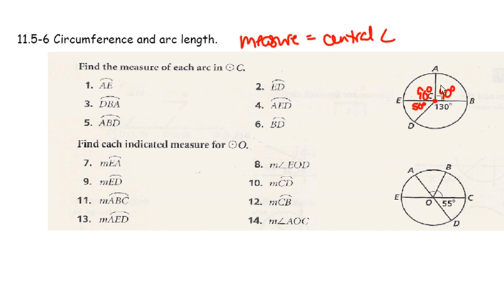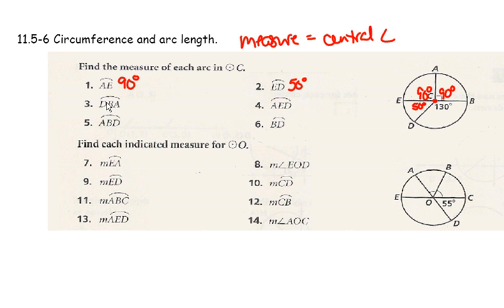Okay, so the measure of the angle equals the measure of the intercepted arc. So 90 degrees here, AE is 90 degrees. ED is the distance from E to D, the shortest distance from E to D, and it is equal to 50 degrees because that is its central angle.